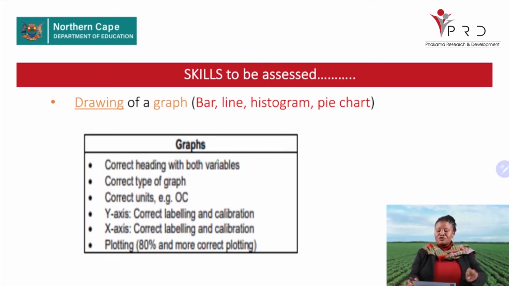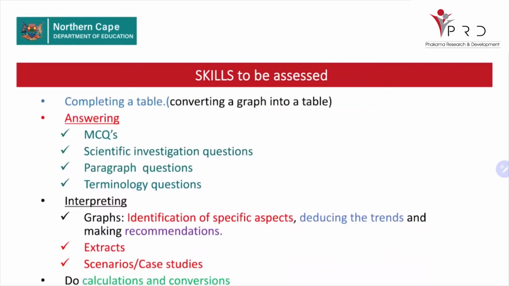And then we also continue with the skills. As we were dealing with the graph, also expect that sometimes you'll be given a graph, and you have to convert it into a table, which means you have to give the information that was used in order to plot that graph. Hence, we are talking about completing a table. So you are converting a graph that is well plotted for you, then you are expected to provide a table with the data that is required.